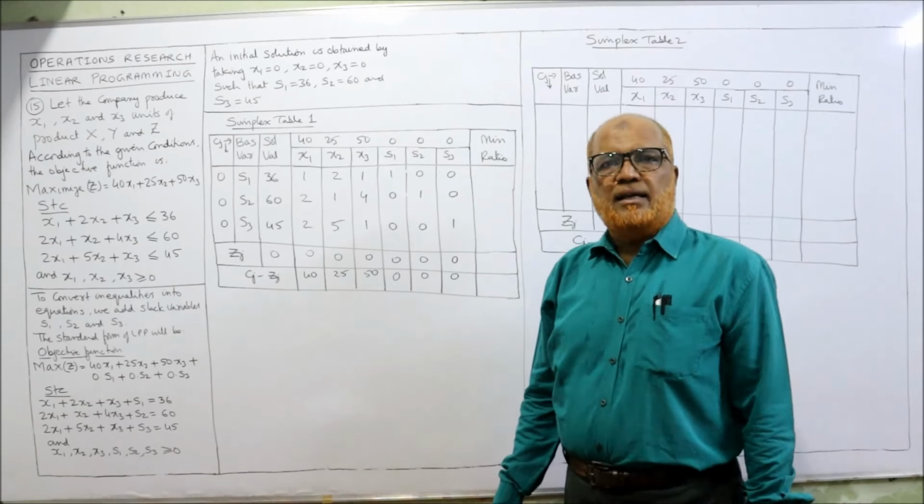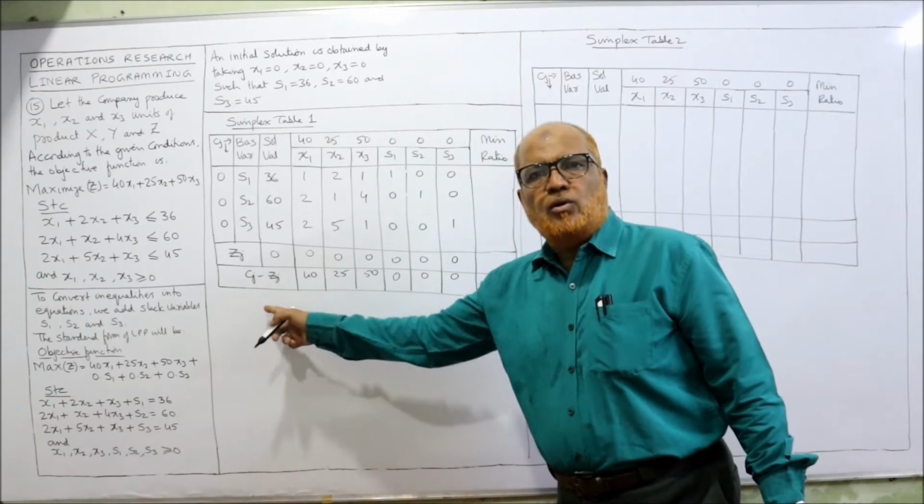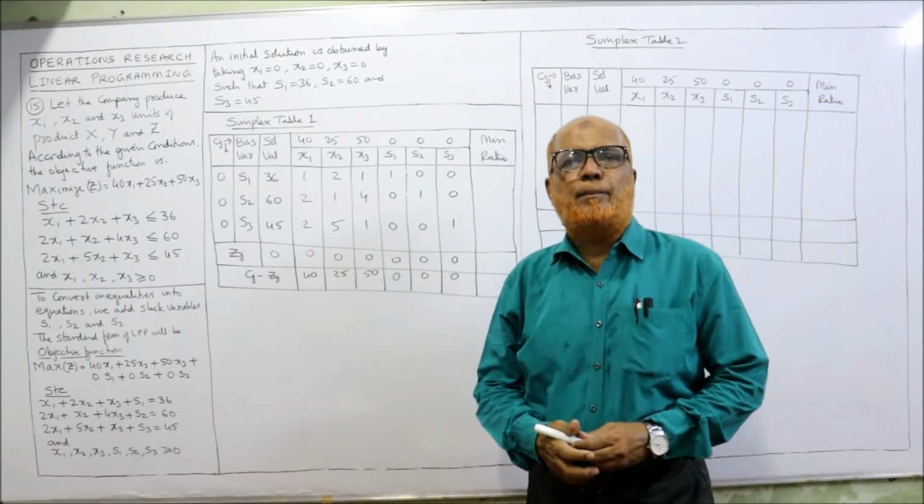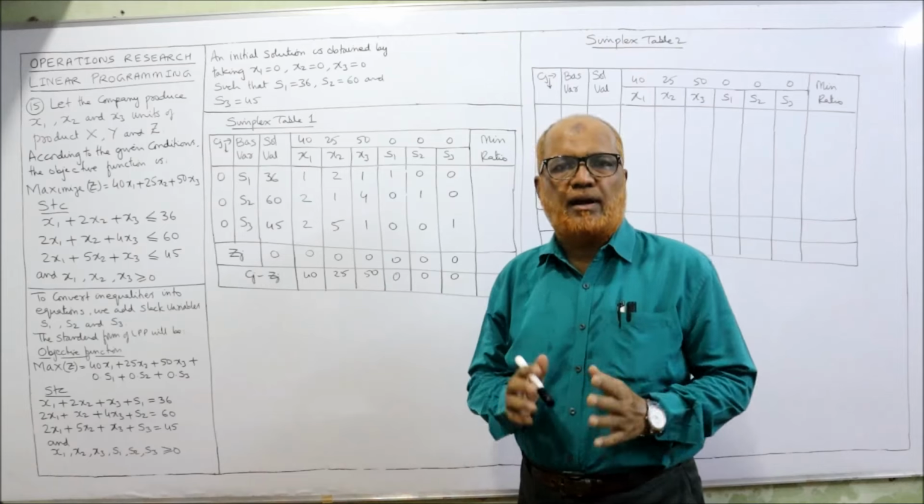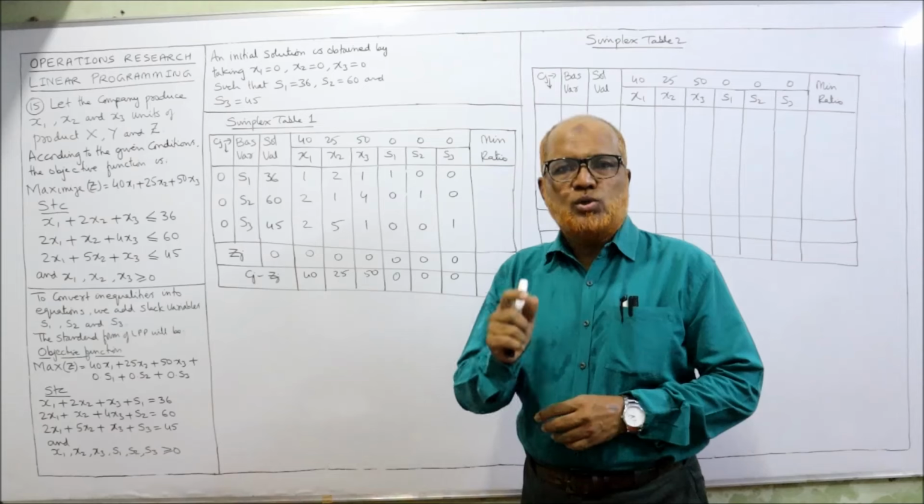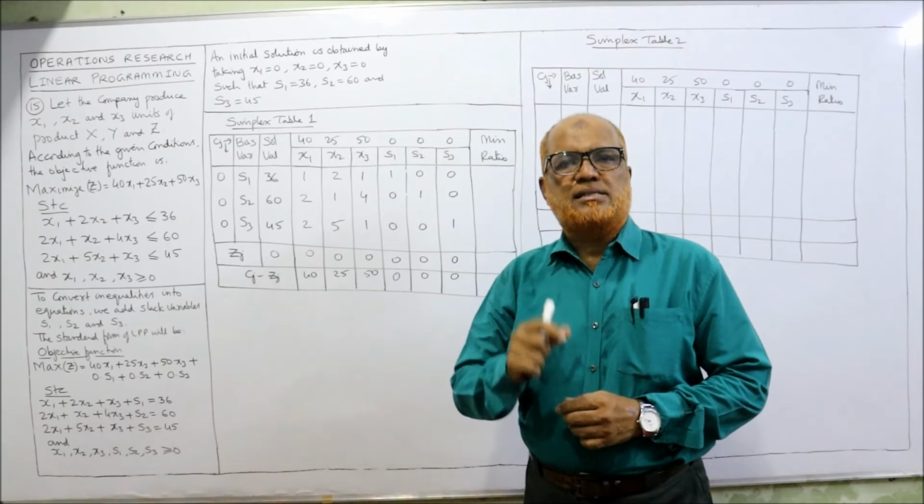Now, the optimality test. After completing this check, you have to write the optimality test. Always keep a pen, calculator, and notebook ready, because I cannot write everything on the board. So you should write down the optimality test.